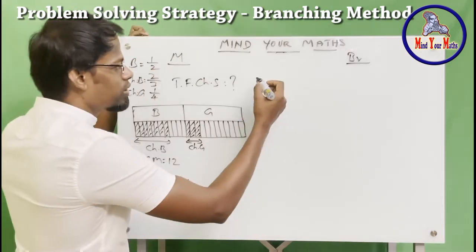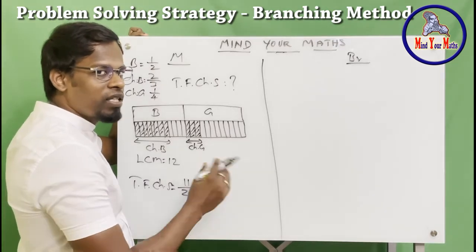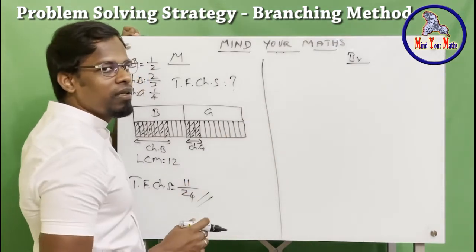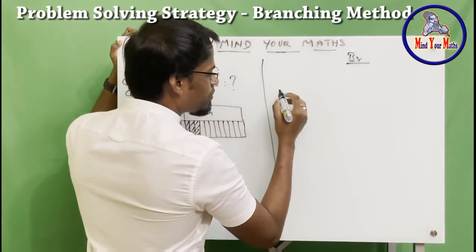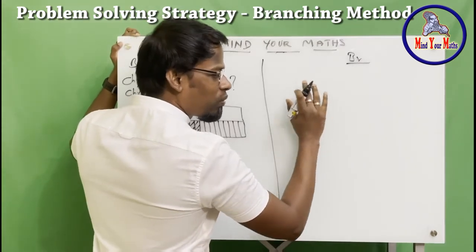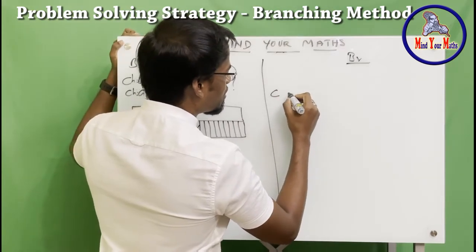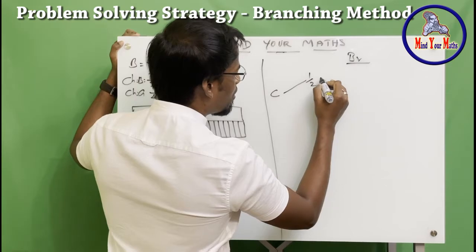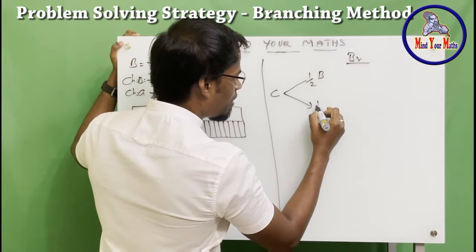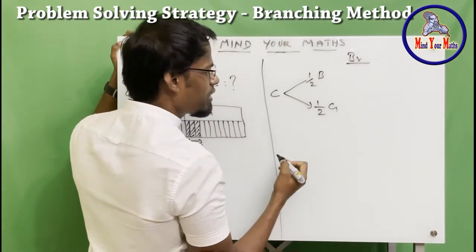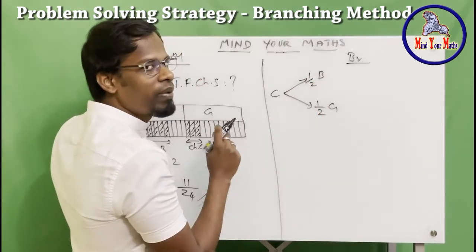So now let's use the branching method to see how to solve this problem. Then I will tell you why the branching method is better. Yeah, so now in a classroom, let's draw it. What is the branching method? This is what I'm going to show you. In a classroom, half are boys, right? Which means the other half are girls, right? This is the branching method. We are branching it out. That's why it's called the branching method.